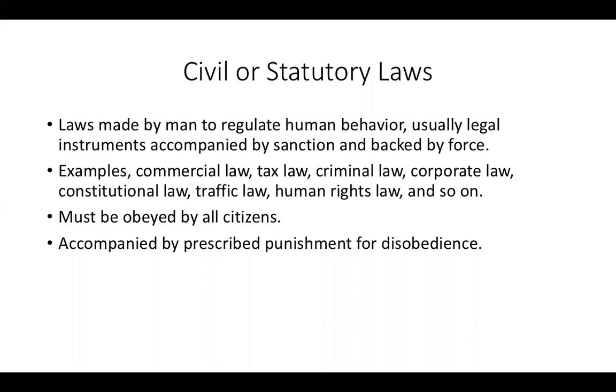Their disobedience is usually punished. So examples of civil laws are commercial law, tax law, criminal law, corporate law, constitutional law, traffic law, human rights law, and so on. So this is the type of law that lawyers study in law school. And then natural laws are the types of laws that scientists study in natural sciences. Now, civil laws must be obeyed by all citizens. They are accompanied by prescribed punishment for disobedience.